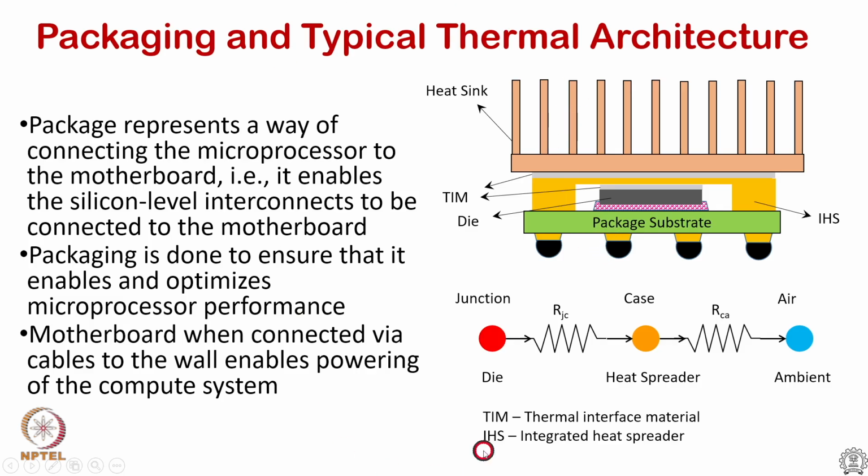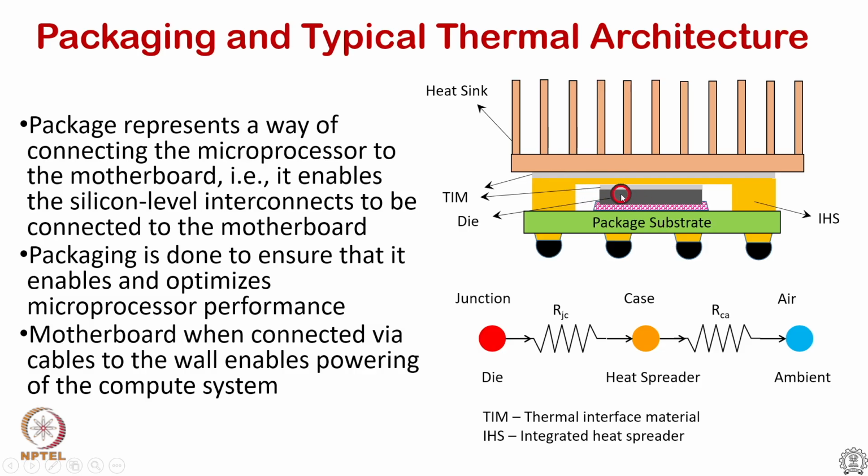So, if nothing is done actively, then the heat from the die will go only towards the ambient, which is at a much lower temperature. So, this arrangement then requires that the die is first, usually, here in this case, there is an IHS. IHS is integrated heat spreader.